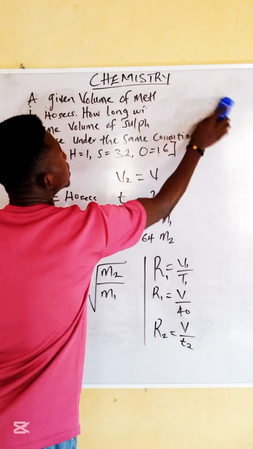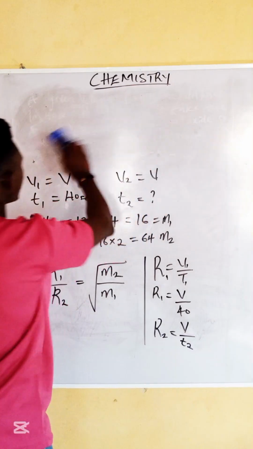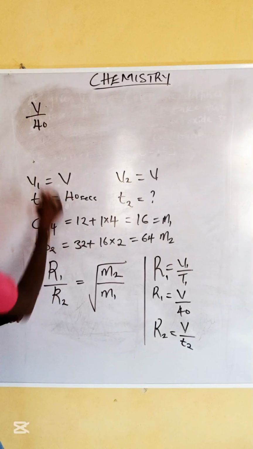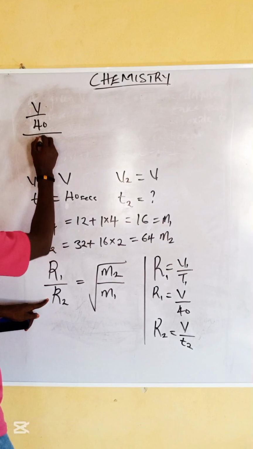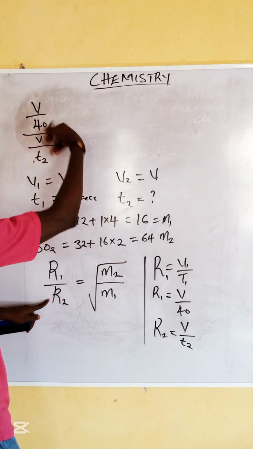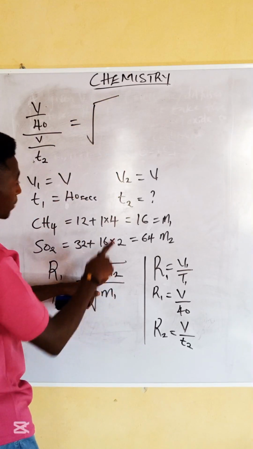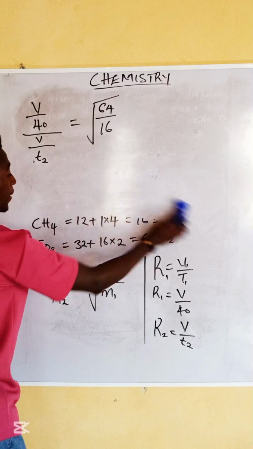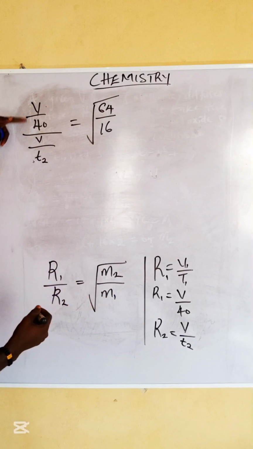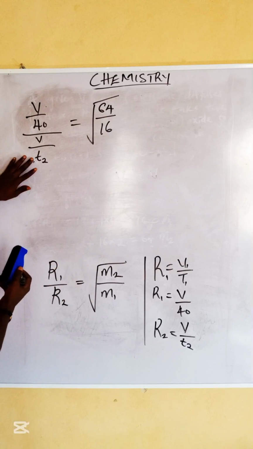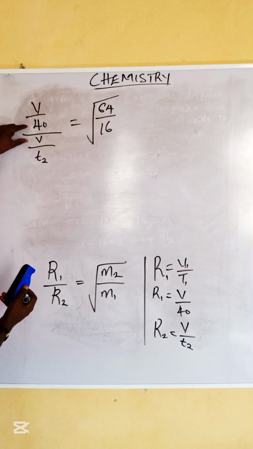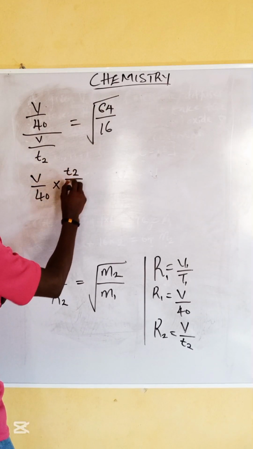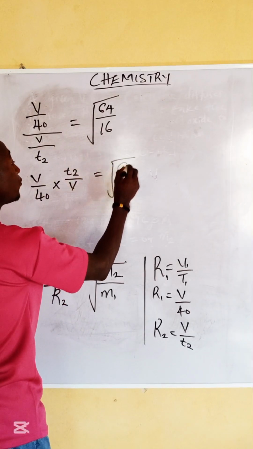Are we together now? So let me clean this up for space. Now I have my R1, V over 40, divided by my R2, V over T2, equals the square root of M2 over M1. My M2 is 64 divided by my M1, which is 16. Let's take it step by step. If I rearrange this, another shortcut is to multiply far times far, that is V times T2, and the near ones, 40 times V. Or you can say V over 40 times T2 over V, which is still the same thing, equals the square root of 64 divided by 16.